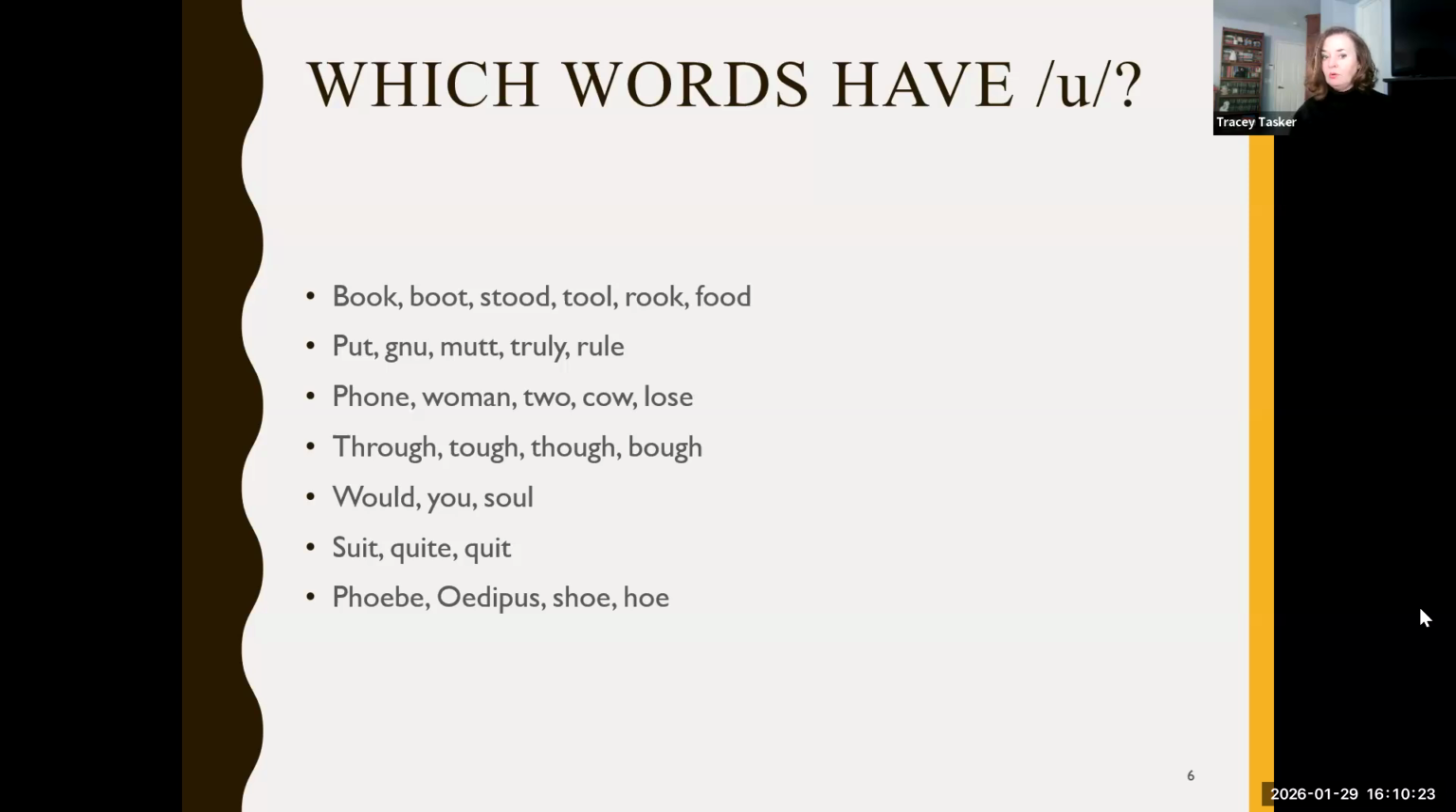Now, I think what a lot of students get mixed up with is the next vowel that we're going to talk about, which is close to the ooh. Uh is not the same as ooh. It's close, but not the same. So this is where a lot of students seem to get caught up. So let's talk about this next.